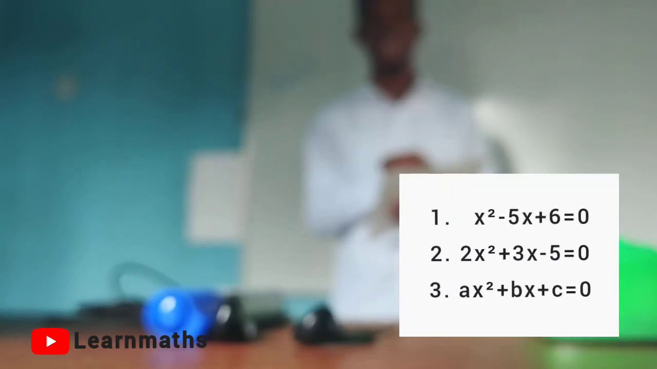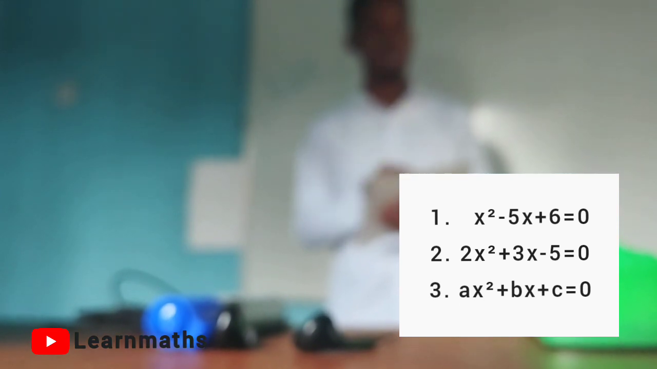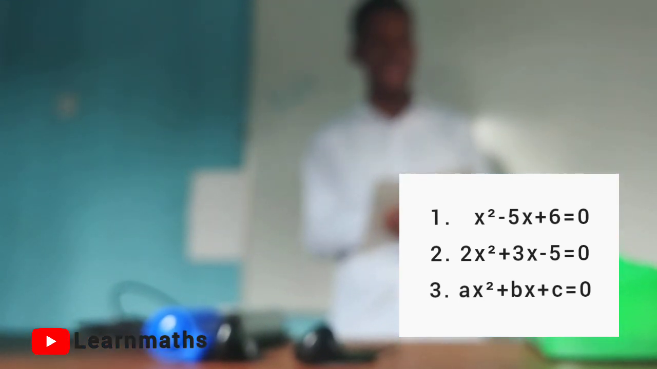For the purpose of this lesson, we are going to be taking into consideration three quadratic equations. The first one being x squared minus 5x plus 6 equal to 0. The second one, 2x squared plus 3x minus 5 equal to 0. And finally, we are going to have ax squared plus bx plus c equal to 0.